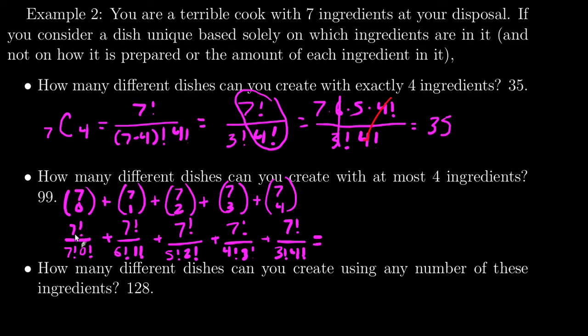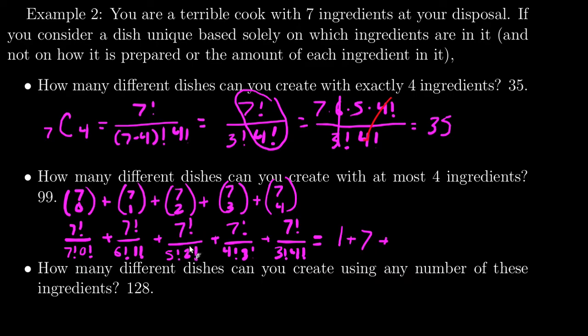Working those out, this is going to be 1. Whenever you have something choose 0, there's only one way to do it. You haven't chosen anything. 7 choose 1 is going to be 7. Whenever you're choosing one thing out of a group of n elements, the answer is going to be n. You can choose any one of those n elements.